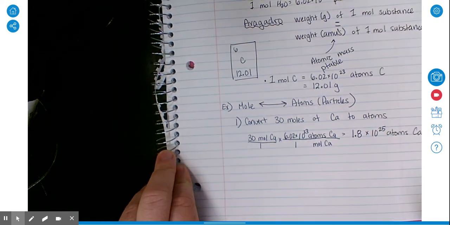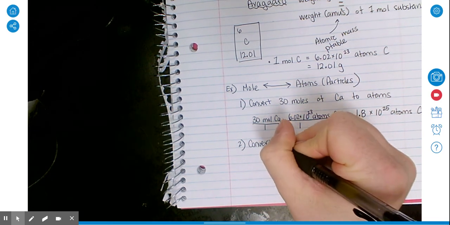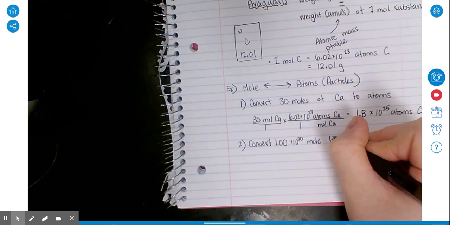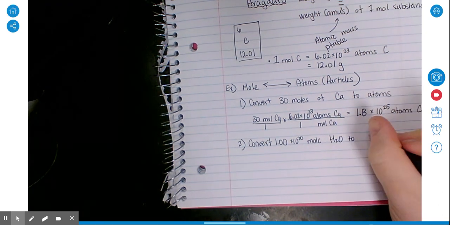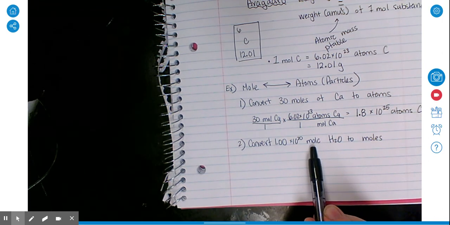So that's one direction. From moles to atoms, the opposite would be from atoms or particles to moles. So example 2 is going to show that. And we are going to convert 1.00 times 10 to the 20th molecules of water to moles of water. Be careful with the labels. So this one was chosen on purpose. Molecules and moles can look really, really similar, but they are different.